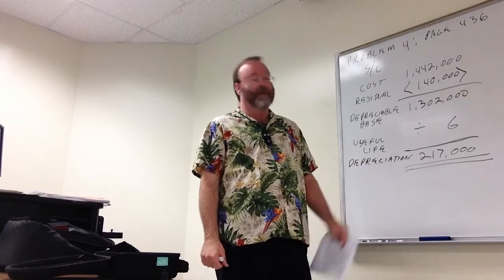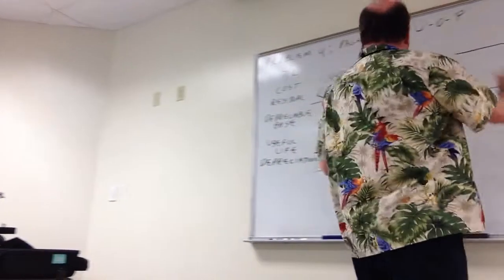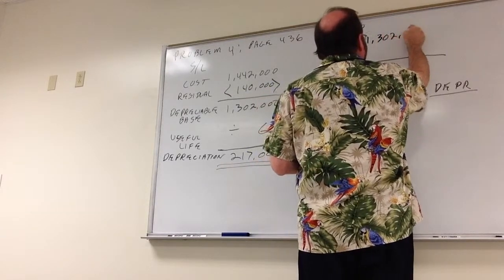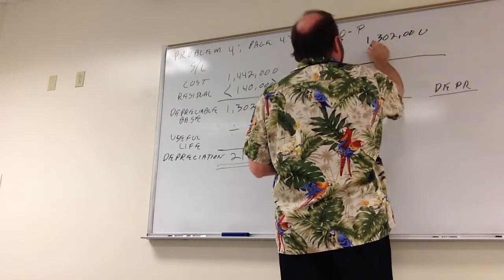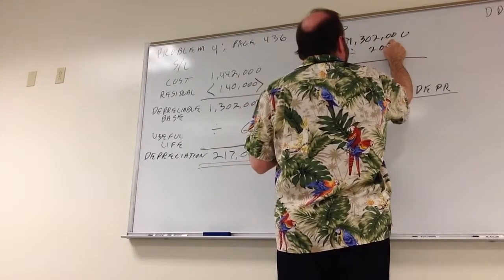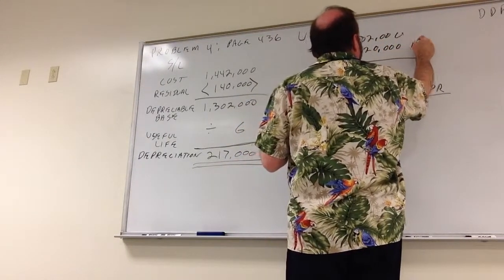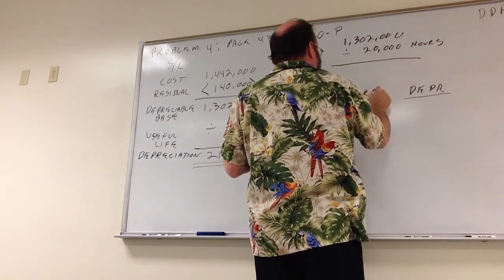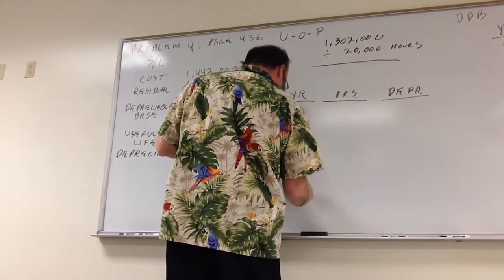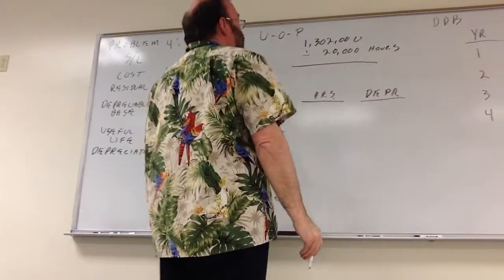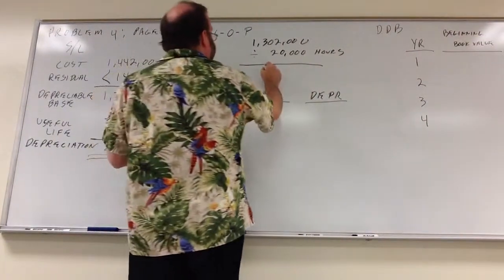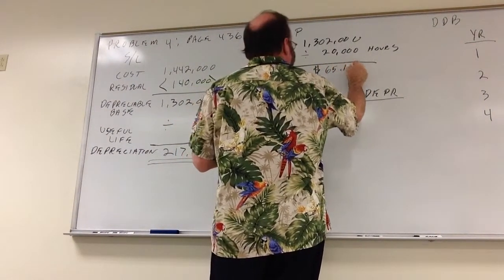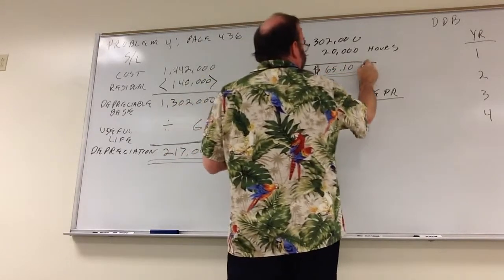All right? Units of production. We're going to start with the same depreciable base, 1,302,000. Only now we're going to divide it by 20,000 hours. That's going to give us a depreciation rate of $65.10 per hour.